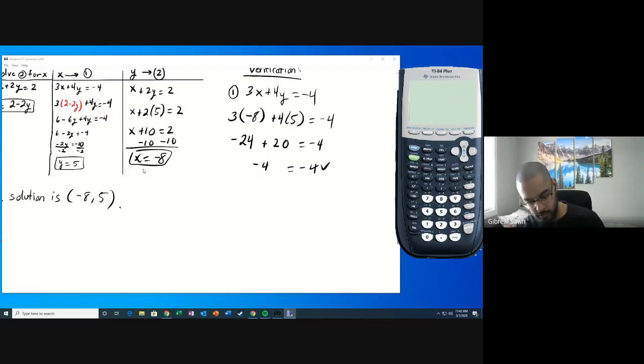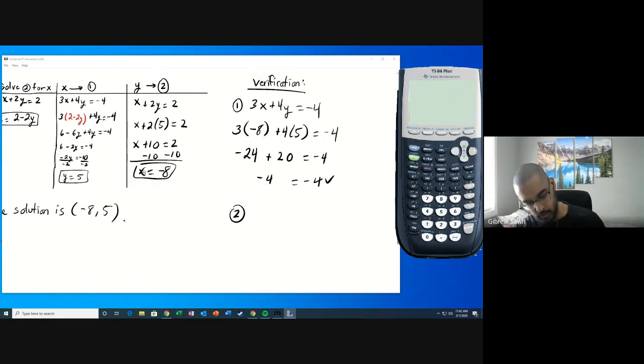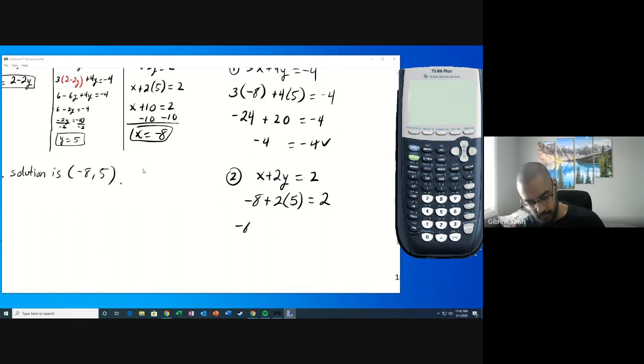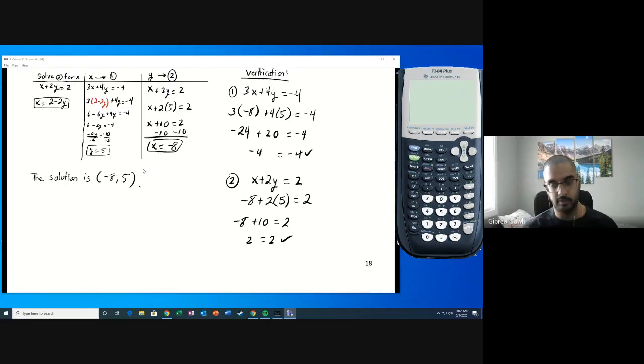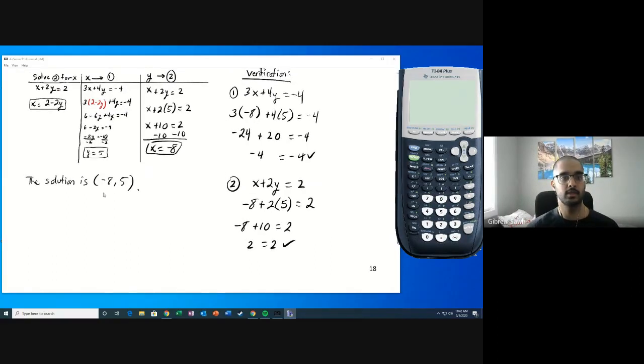Okay, we'll check the other equation as well. So that one is x plus 2y is equal to 2. So negative 8 plus 2 times 5 is equal to 2. So negative 8 plus positive 10 should be equal to positive 2, and it looks like we're good. Okay, so we verified it, we double checked that our solution is right. We found all of the pieces.